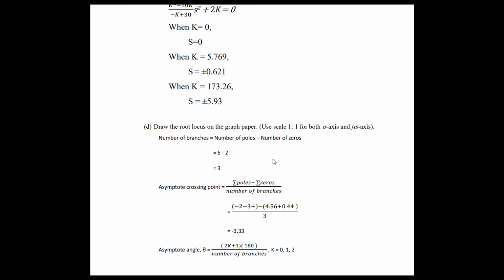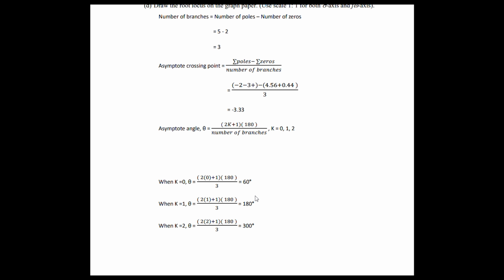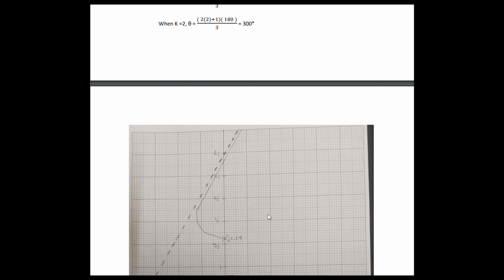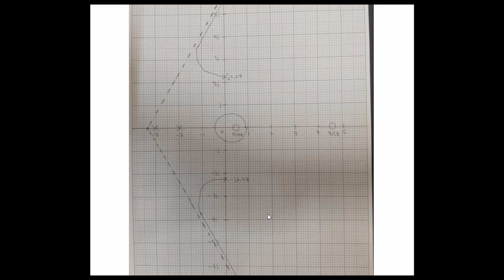Then we need to draw the root locus of the graph. First we need to determine the number of branches: number of poles minus number of zeros. The number of branches equals 3. Then we find the asymptotic point, which is 23.22, plus the asymptotic angle. When K equals 0, the angle is 60, when K equals 1, it is 180, and when K equals 2, the angle is 300. So this is the graph of our root locus.